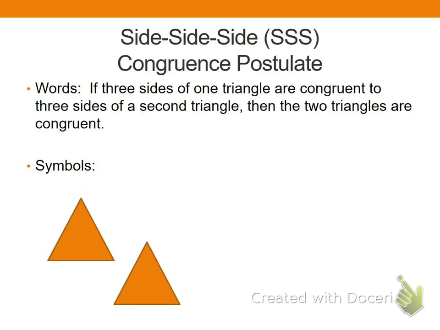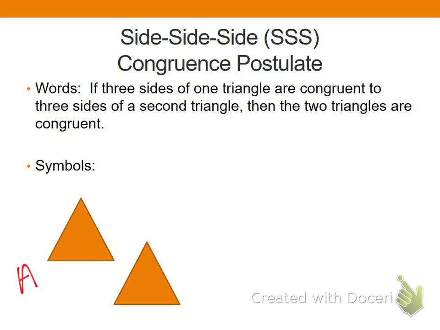So, spoiler alert, side, side, side. Congruence postulate in words: if three sides of one triangle are congruent to three sides of a second triangle, then the two triangles are congruent. Yesterday we had to know all the sides and all the angles. So starting today we're kind of learning some shortcuts. This is saying if all you know are the sides, that's enough to say the triangles are congruent.